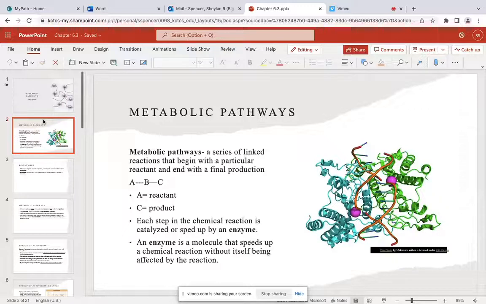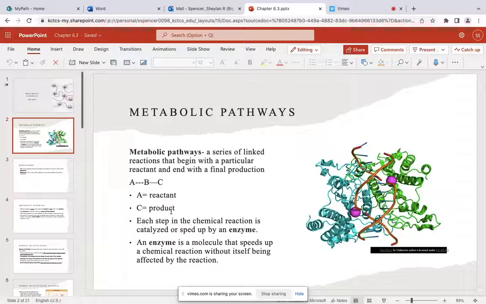So I want you to think about, for example, lactose. We'll use lactose, which will be represented by A, and then B we'll say is lactase, and C is the final product. So lactose is broken down by lactase into an intermediate step before it's broken down into its sugars that the body uses for different processes. Just kind of an example.